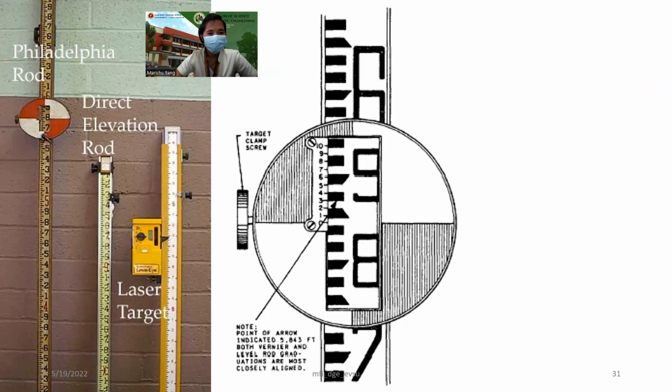So we have the Philadelphia rod. This is the one that we have. We also have the direct elevation rod. So this is the image. I think this is a target, the target rod. This is the image that we can see if we look into the telescope of the automatic level.